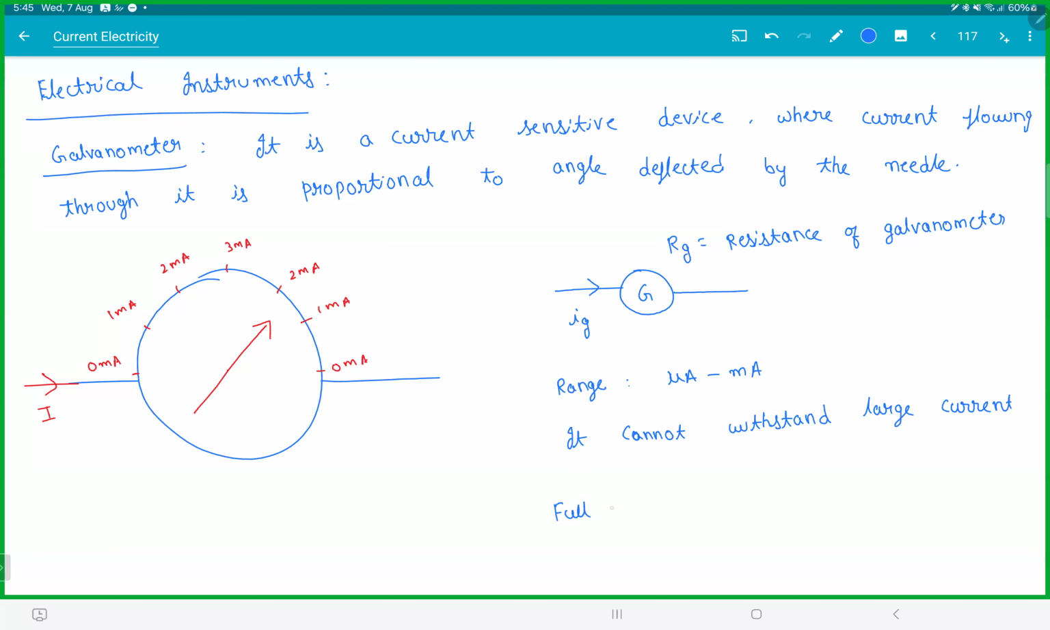Now, sometimes they use the word full scale deflection. Matlab, the scale is completely full, or it has moved all the needles. Needle has gone to the maximum. That means we are talking about maximum current Ig. Ig is the current in galvanometer. There. So this is the equipment that we have.